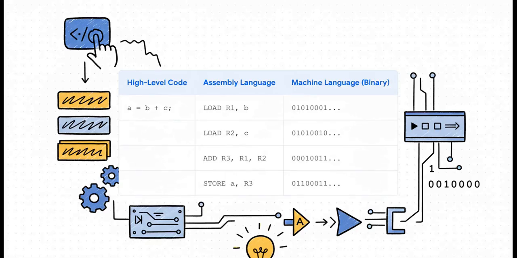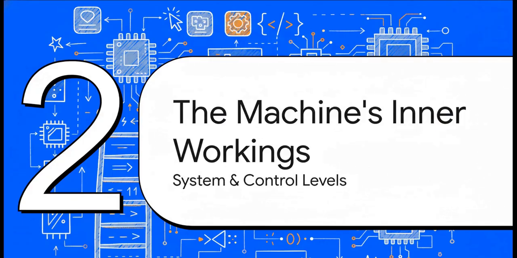And this table just lays it all out perfectly. Check it out. On the far left, you have a super simple command in a high-level language. A equals B plus C. Easy enough, right? But look at the middle. That's the assembly language. It has to break that one idea down into very specific steps. Load the value of B into a register, load the value of C into another one, then add them together, and finally store that result back into A. And then on the far right, that's what the computer actually sees, the raw ones and zeros. Okay, so we've successfully translated our command into the machine's native tongue.